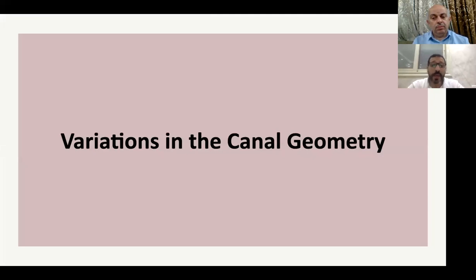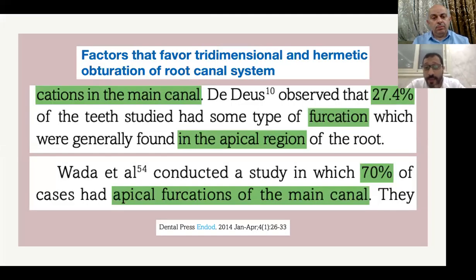Actually, this is because Deus found that 27.4% of the teeth have some sort of furcation, especially at the apical region. So there is a splitting at the apical side of the root canal. And in other studies, they found that 70% of the cases had apical furcation of the main canal. So there is a very important point to be discussed here. There is a clinical significance of discussing the apical furcation at the apical side of the root canal, because if you don't have perfect cleaning and shaping of this furcation, if you don't have a perfect sealing of this furcation, now we are in a big problem because we have a failed root canal treatment.